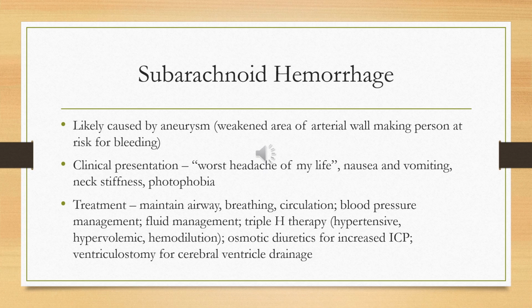And so, of course, we want to make sure we maintain a patent airway, as always. If we can get their blood pressure down, get that intracranial pressure down. They might do osmotic diuretics like mannitol or something like that. Ventriculostomy to get that drainage, get that blood out of there. So do a cerebral ventricle drainage to drain the blood out of there, because like I said, this is life-threatening, and the person can die almost immediately after it occurs.